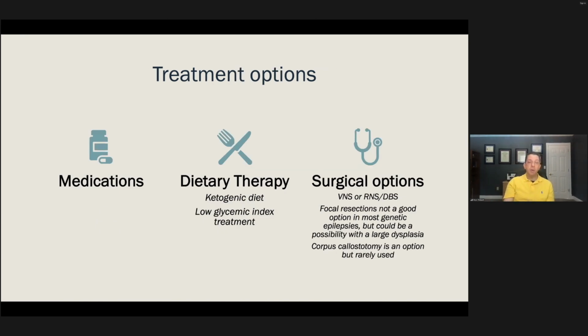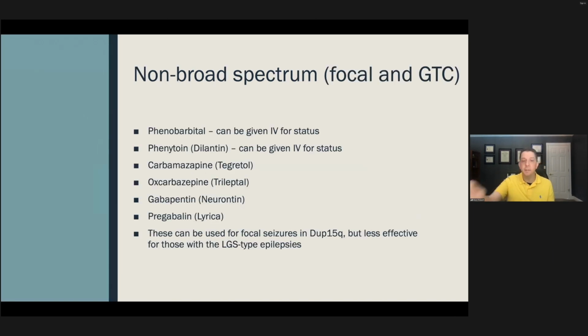So there's three main ways to treat. Medications are the standard, that's always the first thing we do, but then diet therapy and also surgical options are available. Starting with medications, these are the medicines that treat focal or tonic-clonic seizures, but aren't great for head drops or absence seizures or spasms or tonic seizures.